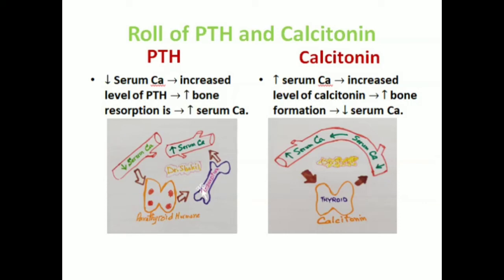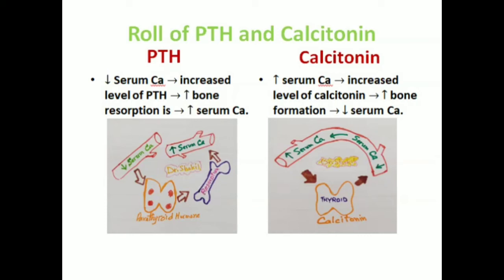Calcitonin is secreted by the thyroid gland in response to high serum calcium. The calcitonin will increase the bone formation process. So the high level of serum calcium will be utilized in bone formation. So the level of serum calcium will be balanced.